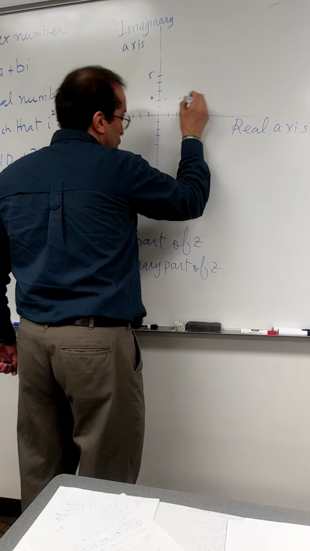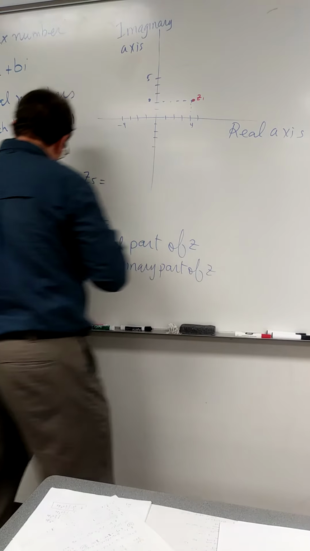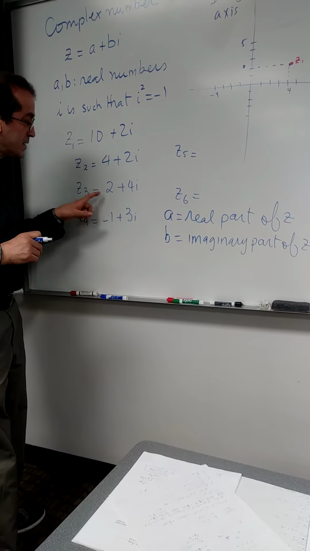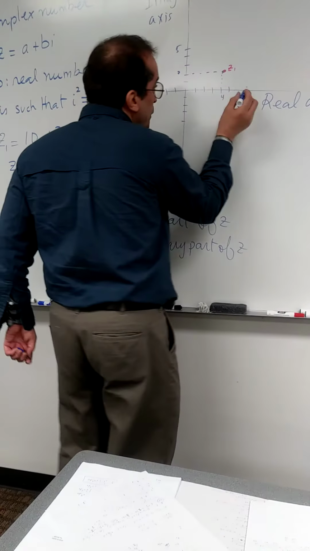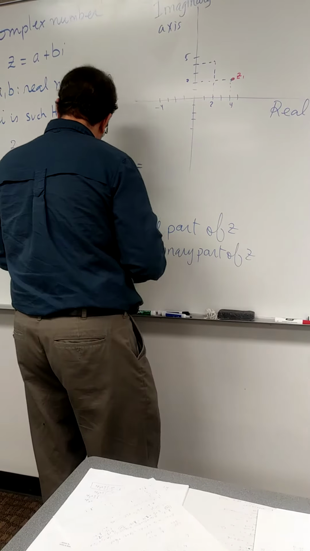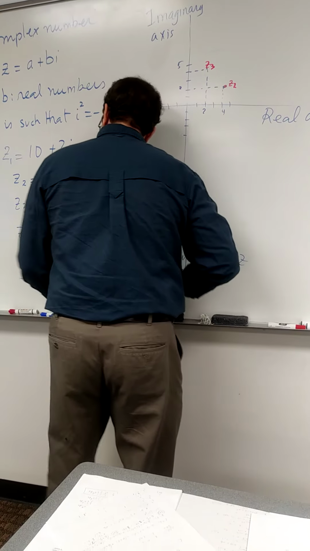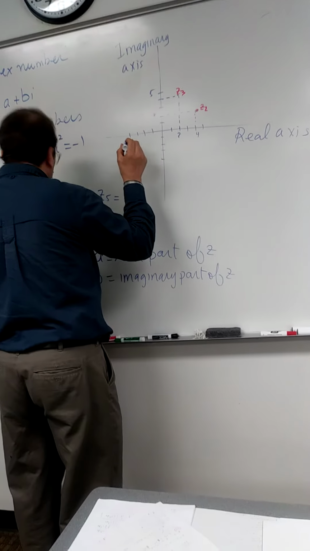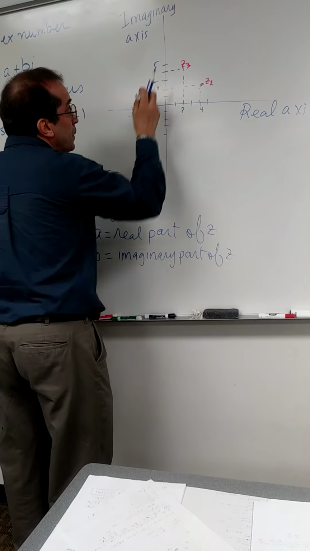So z2 would be here. I'll highlight it in red. 4 plus 2i is not the same as 2 plus 4i. 2 plus 4i, z3, has a real part of 2 and an imaginary part of 4. So you go 2 units this way and 4 units up. So that number here is z3. z4 is -1 plus 3i. So you go 3 units up, so it goes up here.